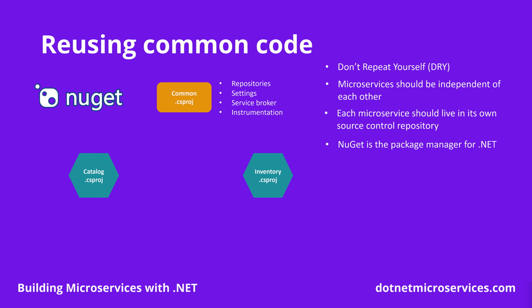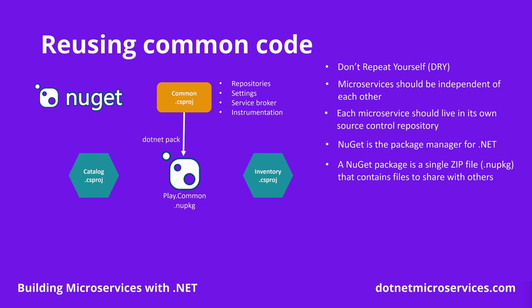Here is where we can use NuGet, which is the package manager for .NET. With NuGet, we can execute a simple command like dotnet pack to bundle all the output files from the common project into a NuGet package. A NuGet package is nothing more than a zip file with a .nupkg extension that contains all the files that are to be shared with other projects.